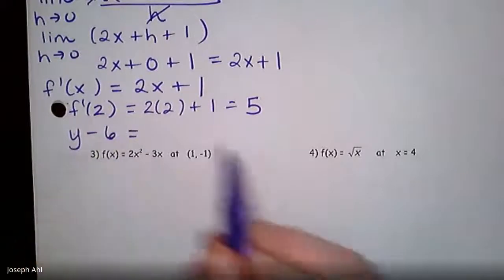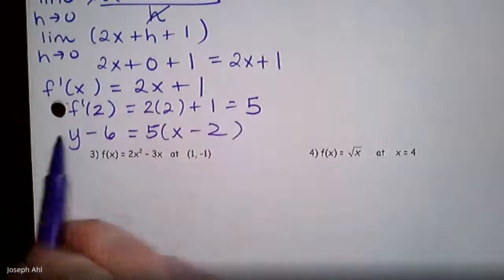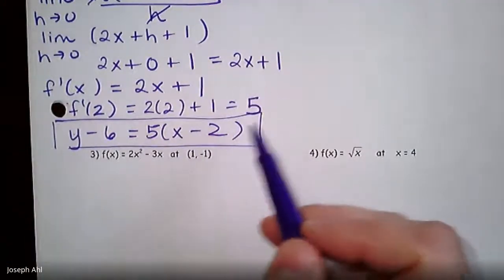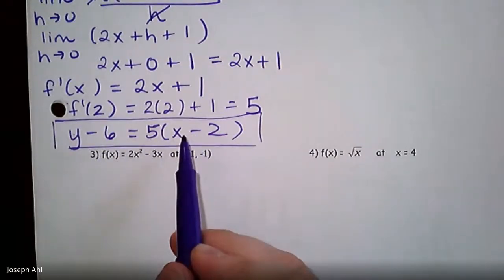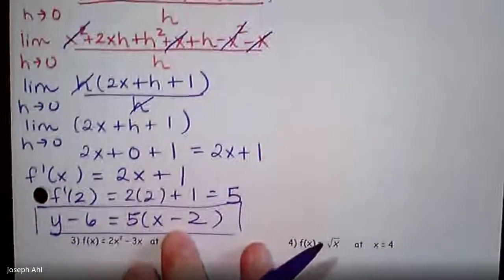y minus 6 equals the slope of 5 times x minus 2. This part we should be pretty familiar with from yesterday. Yesterday, we kind of just estimated the slope and then used that slope and the given point to write the equation. But today we're going to do this a little bit more formally by using this definition of derivative.